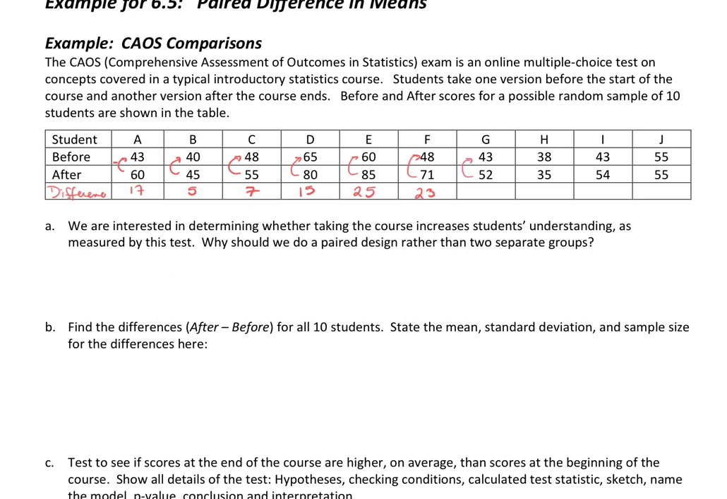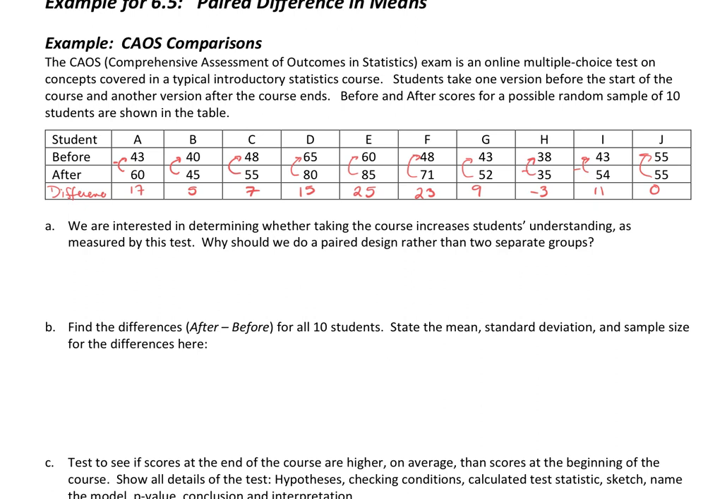52 minus 43 is 9. 35 minus 38, oh, this one's minus, so that one lowered their score by 3. 54 up from 43 by 11 points, and 55 minus 55 will give us 0. So notice we have 1, 2, 3, 4, 5, 6, 7, 8, 9, 10 differences. So we are interested in determining whether taking the course increases students' understanding as measured by this test.